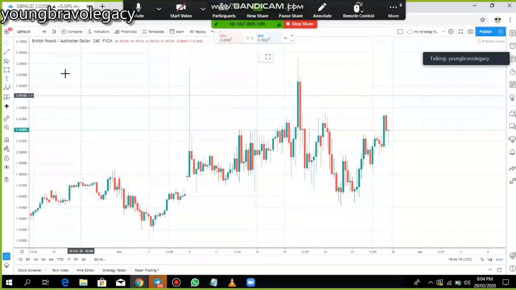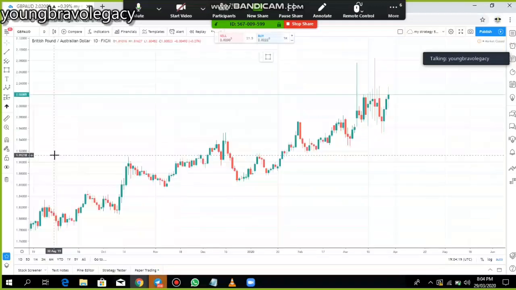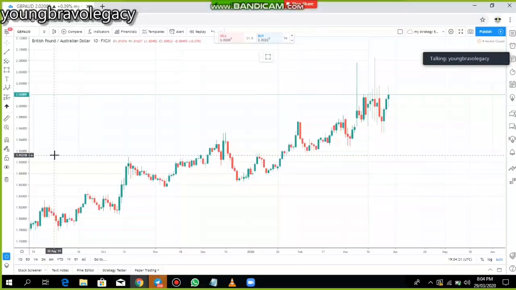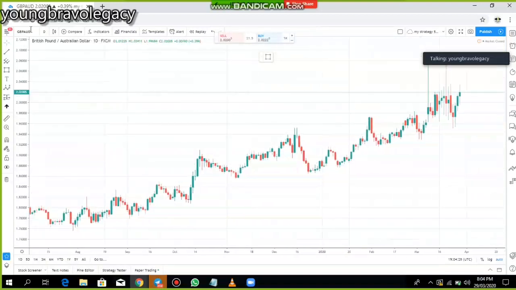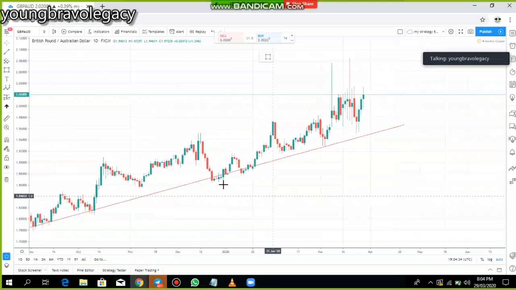The first thing is to go to the daily time frame and see how things are working. Wow, virtually with all we can see here in the daily time frame, we are in an uptrend. So everything I'm going to be looking for on this pair will be a buy opportunity.